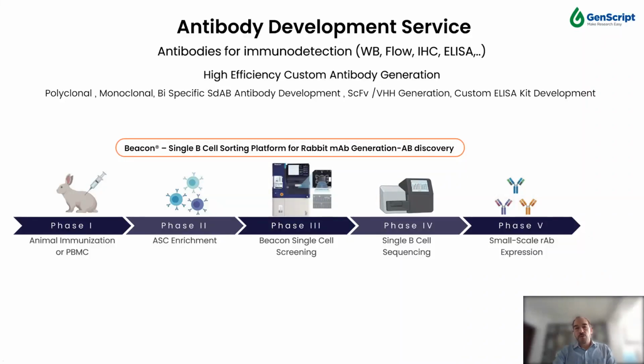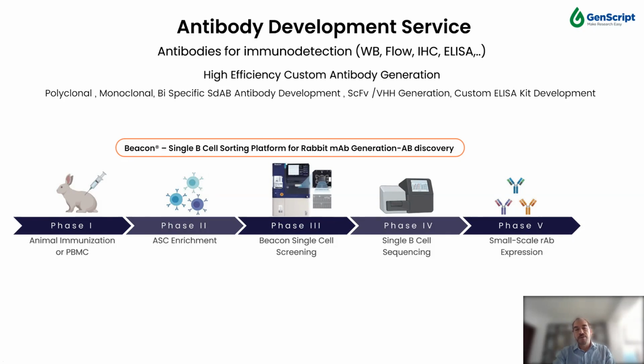Another tool very much used for target discovery and validation are antibodies, used for various immunodetection techniques such as Western blotting, flow cytometry, IHC, ELISA, and so on. And we have very strong antibody capabilities. We can produce polyclonal antibodies, monoclonal antibodies, bispecific, single domain. We can produce scFvs, VHH fragments. We can also produce custom ELISA kits. We have multiple platforms for that, ranging from traditional hybridoma to phage display libraries. Also, we have an excellent rabbit monoclonal platform.